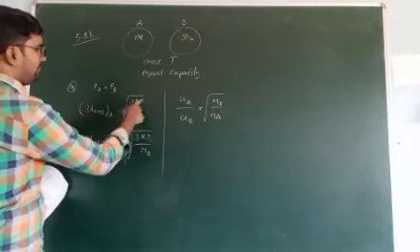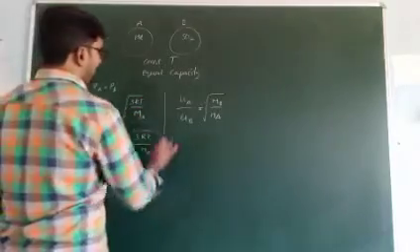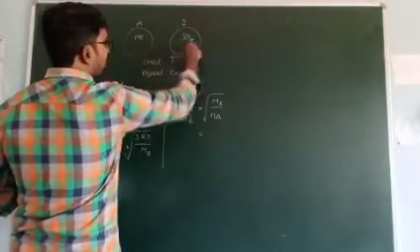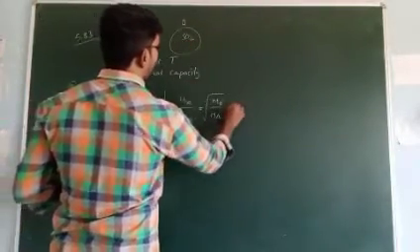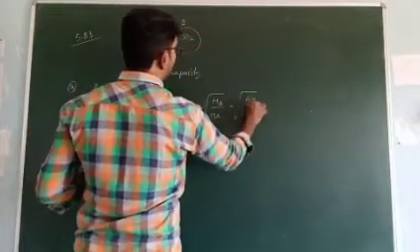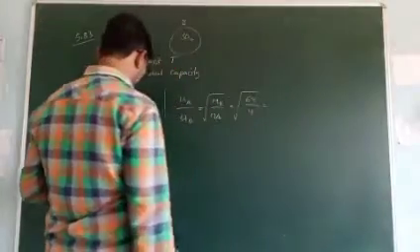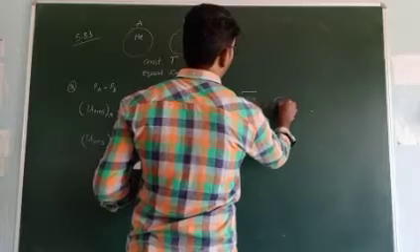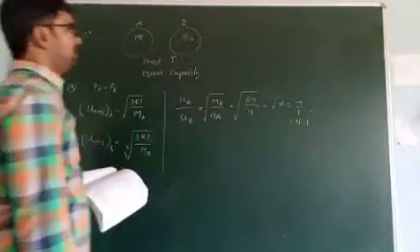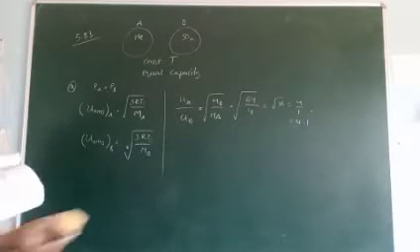So square root 3RT cancelled, and this one moves up. So MB by MA is coming. MB means the second one, SO2, molecular weight 64, and helium 4. So 64 by 4 is 16, and the root of 16 is 4. So 4 by 1, that is 4 is to 1. This is the ratio if pressure is equal. Okay, first one is completed.